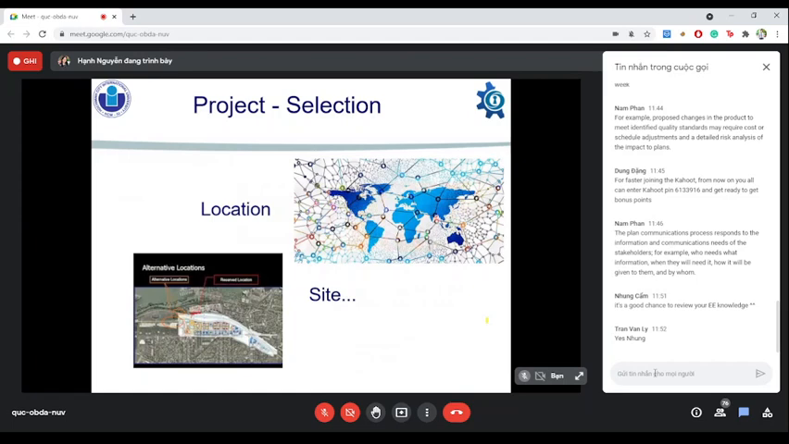Subsequently, we will choose a place to implement our project. This decision will be mainly based on policy, regulation, and logistics. For example, whether the location is in Hanoi or Ho Chi Minh City, and if Ho Chi Minh City, then it should be in District 1 or District 7 or Thủ Đức City.